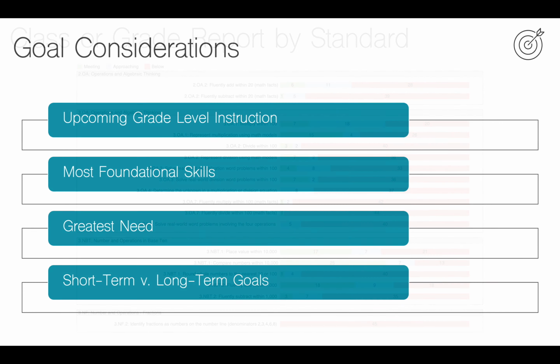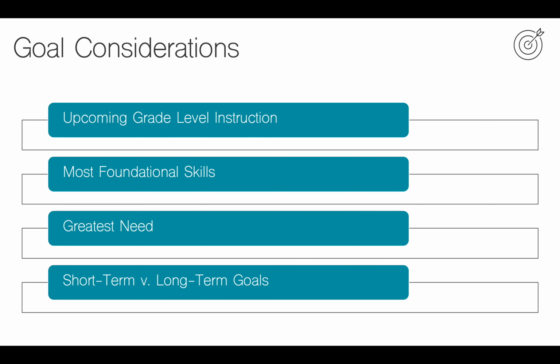Once you've pulled that, I like to look through that data and I look at all the standards and I think about a couple of different things. I think about what might be coming up for my grade level instruction. So, what do I want to be sure my students have in place before I teach that? I think about what are the most foundational skills that I really want to be sure are solid. Where do I have the greatest need? And then what are short term versus long term goals?